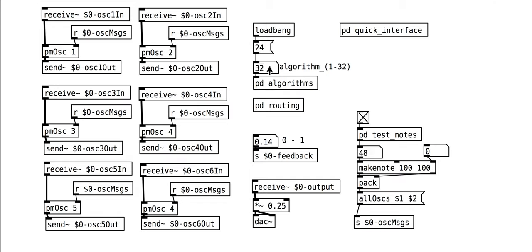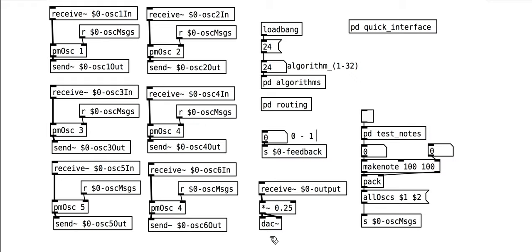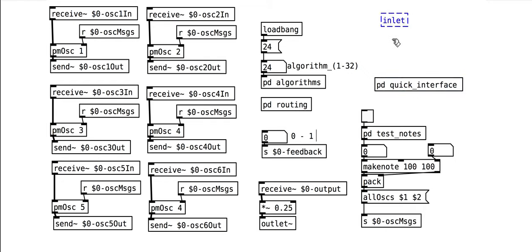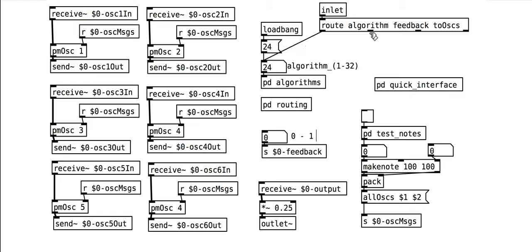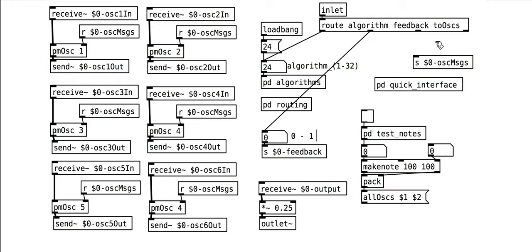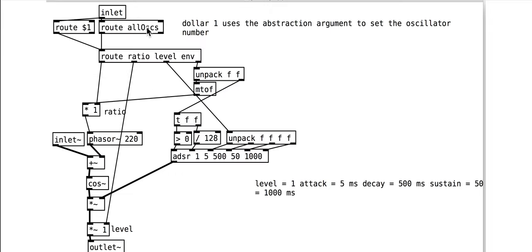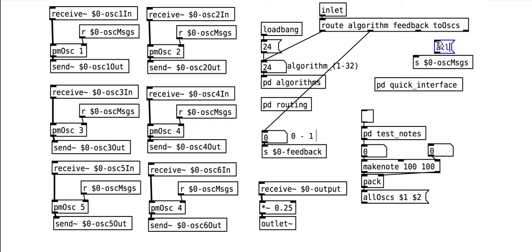We will make our patch polyphonic here. First, let's replace the audio output with an audio outlet. Then we'll add an inlet for controlling things from outside the poly object. We want a route to differentiate between algorithm number changes, feedback levels, individual oscillator messages, and lastly notes coming in. We send the notes, pitch and velocity, onto all of the individual PMOSC modules.